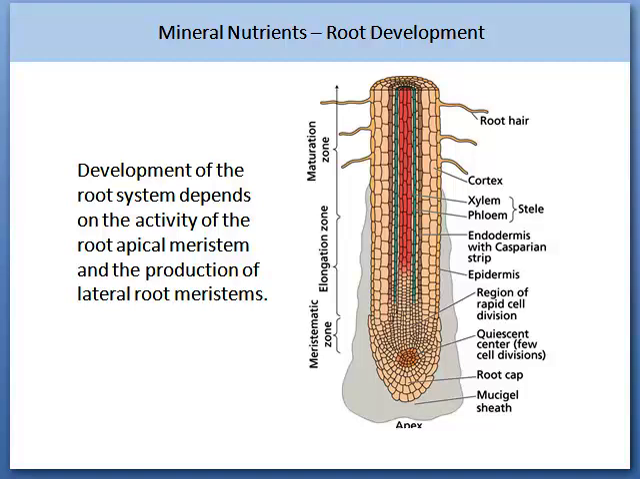On the slide we can see more detail about root development and root structure. The development of the root system depends on the activity of the root apical meristem, this region here, and the production of lateral root meristems. You will see that there are differences between dicots and monocots.